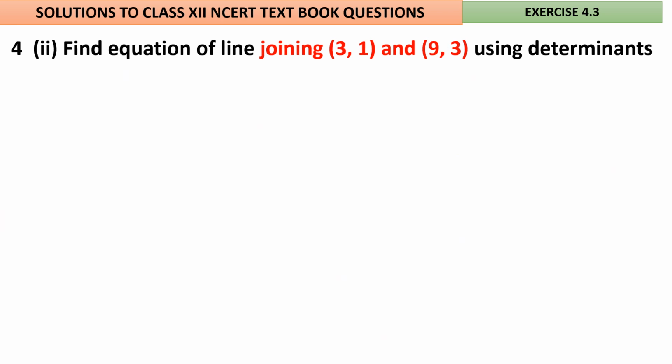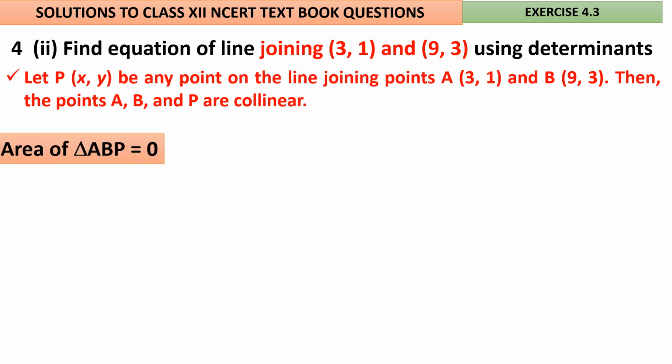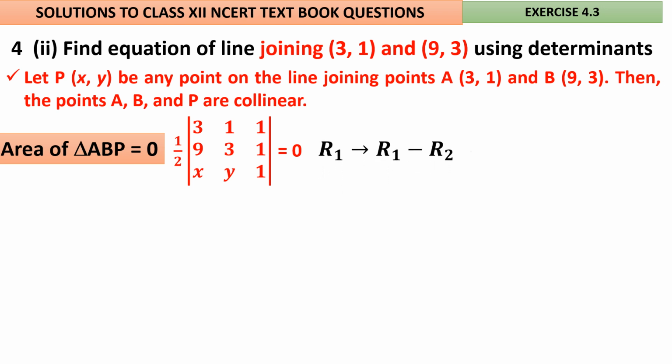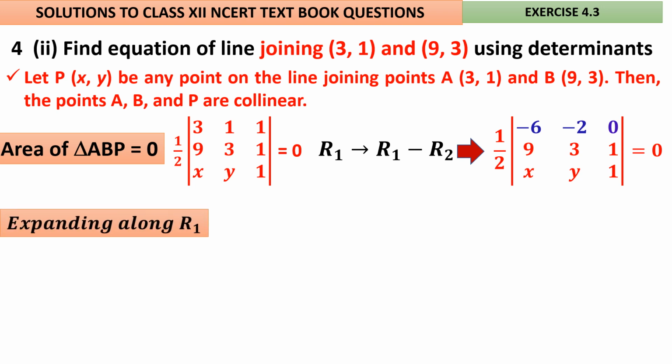Question number 4.2. Find the equation of the line joining these two points using determinants. Once again, we are taking x comma y as the point, and the equation of the line joining them will be obtained by making use of the determinant, as the area of the triangle is 0. Write R1 as R1 minus R2. 3 minus 9 is minus 6. 1 minus 3 is minus 2. 1 minus 1 is 0.